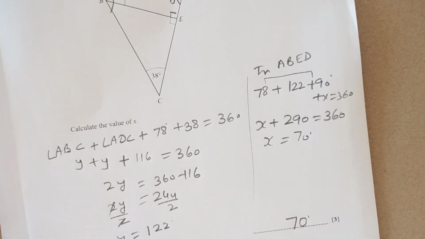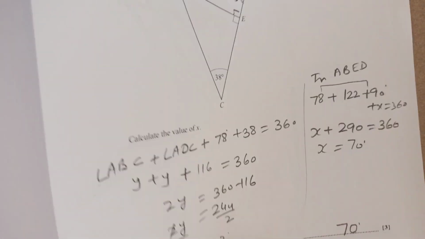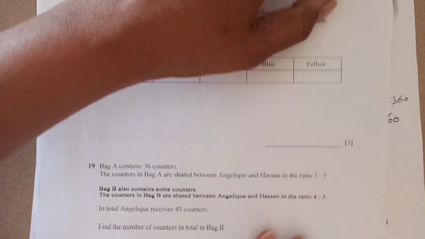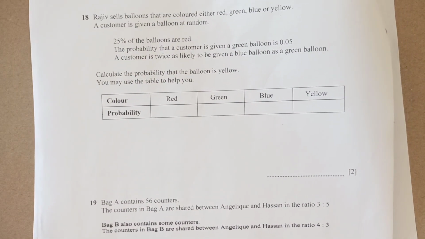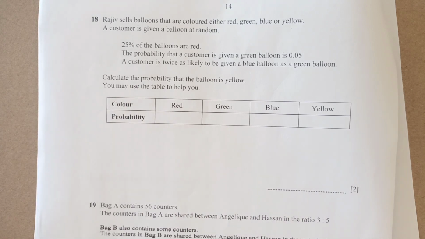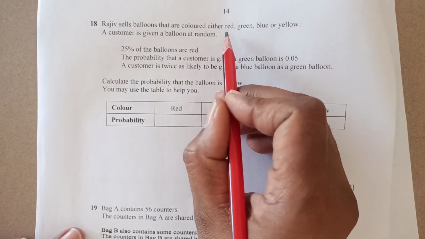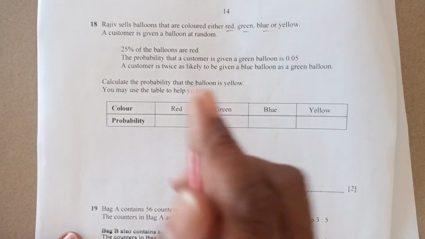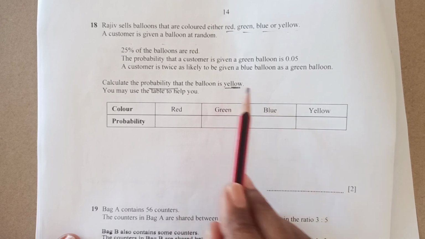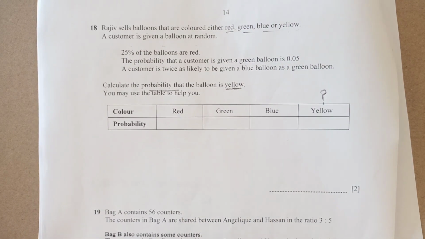So that was number 17. So let's see what is the next question here, number 18. Okay, number 18 we have here, Rajiv sells balloons that are colored either red, green or blue. So we have different colors: red, green, blue and yellow. So we have 4 columns here. A customer is given a balloon at random. We have some conditions here. Calculate the probability that the balloon is yellow. So we are just looking for the probability of yellow.